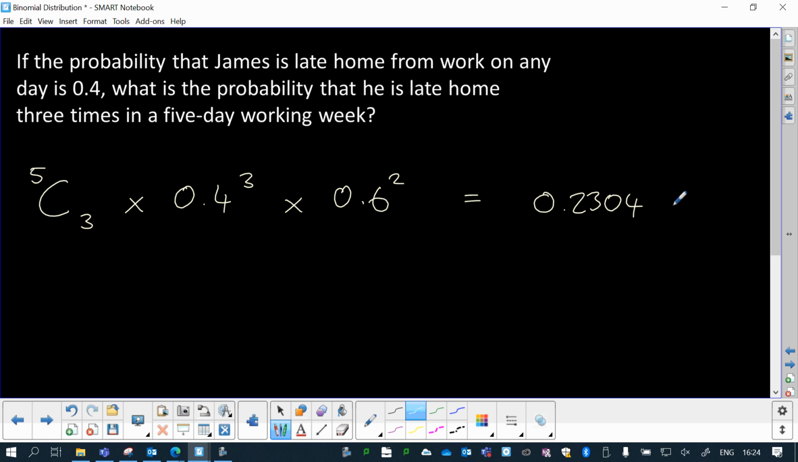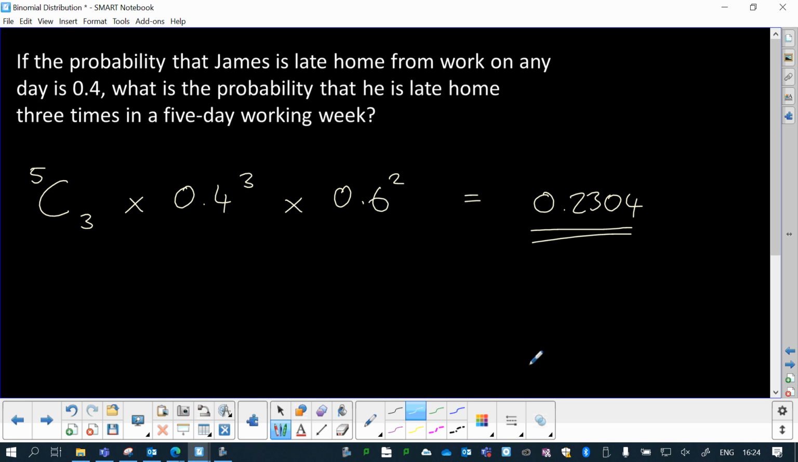0.2304. Can I get a corroboration from anybody else? Yeah, brilliant, excellent. And 4 decimal places for a probability is good. We like 4 decimal places. It's a good rule of thumb. So it's pretty straightforward, right?